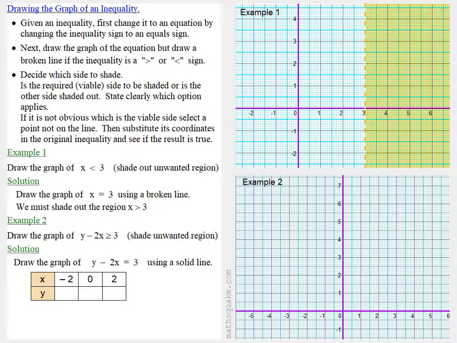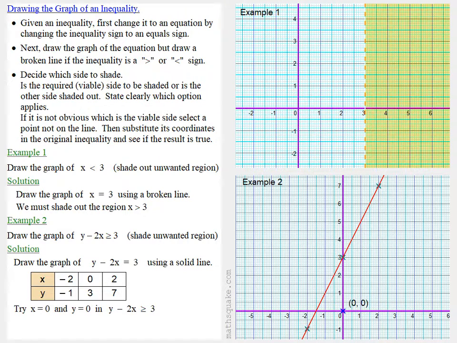Now if x is minus 2, we have y minus 2 times minus 2 equals 3, so y plus 4 equals 3, subtracting 4, y equals minus 1. If x is 0, then y minus 0 equals 3, so y is 3, and if x is 2, y minus 4 equals 3, so y equals 7. We plot those points and join with a solid line, and then we have to decide which side to shade.